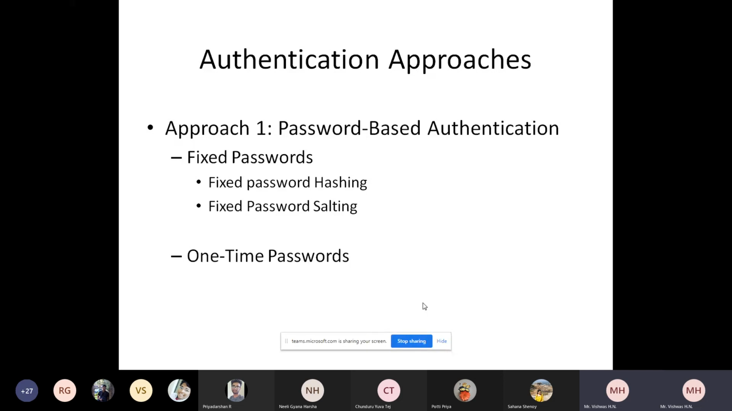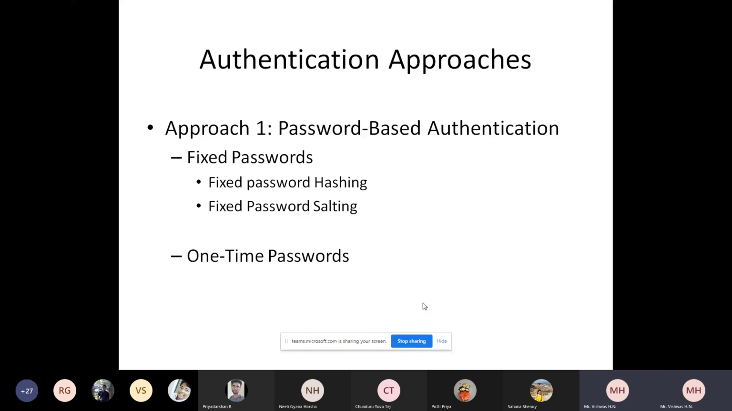Fixed password is vulnerable to some kinds of attacks like eavesdropping, sniffing, password guessing, and unauthorized access to password files. These are some of the attacks which may happen to fixed passwords. So we cannot store the password as it is at the verifier site or while transmitting it. The passwords can be hashed. We call it fixed password hashing. That means the verifier will store only the hashed value of that password.